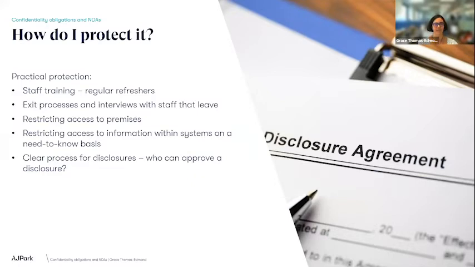And then the other one, especially if you have a business that has a lot of trade secrets, is having a clear process for disclosures. So if you've identified what information you want to protect, but then also who can disclose it, who has to approve those disclosures, so that it's not happening on an ad hoc basis. You don't have some employee agreeing to a disclosure without going through an appropriate process and having sign off at an appropriate level, especially if you're talking about really valuable trade secrets.